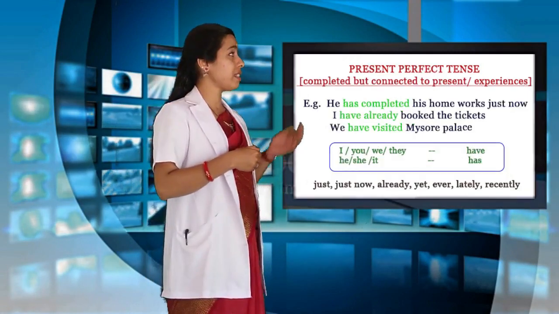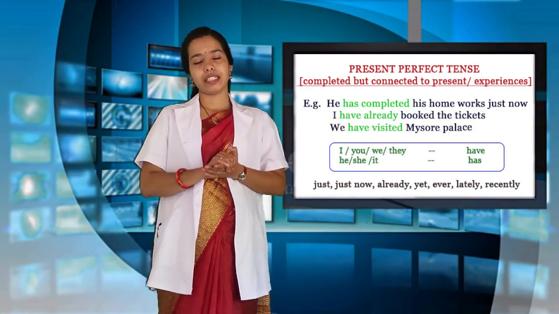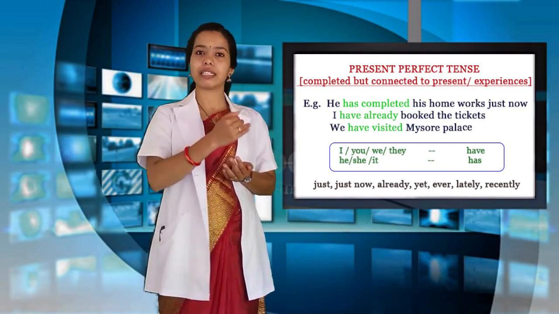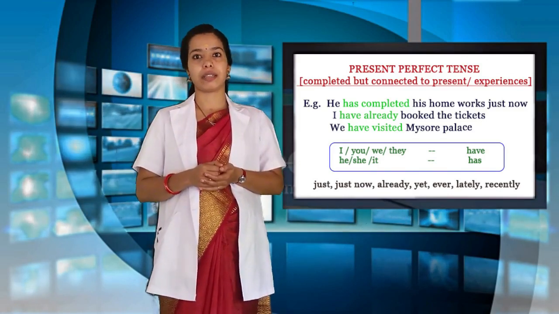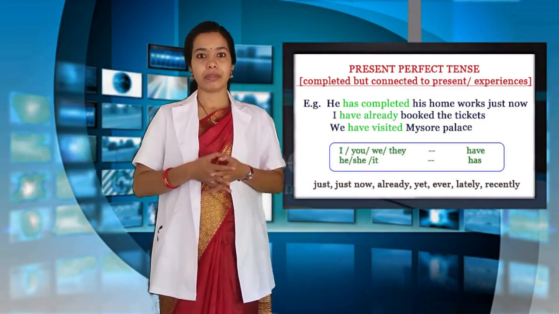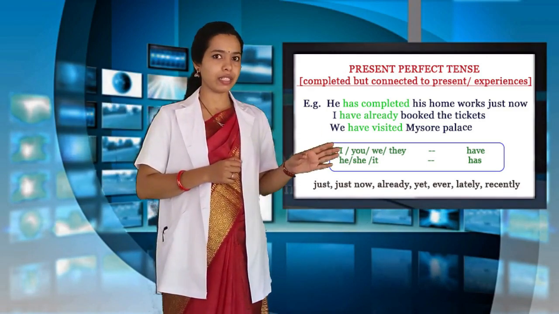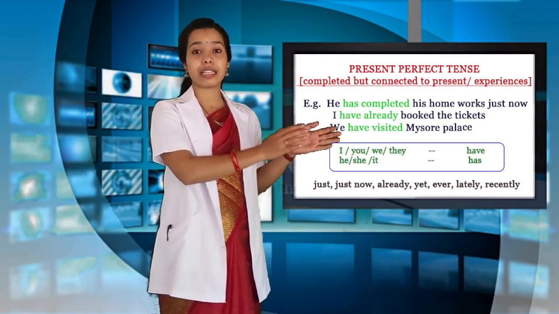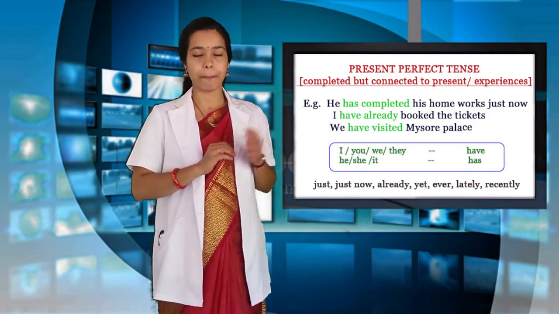Now the next tense is present perfect tense. Present perfect tense denotes an action which is actually completed in the past, but it is connected to the present. So it can denote your experiences sometimes or a recently completed action. For example, he has completed his homework just now. So the work is completed. The time in which he completed it is actually past, but the work is completed just now. It is connected to the present.